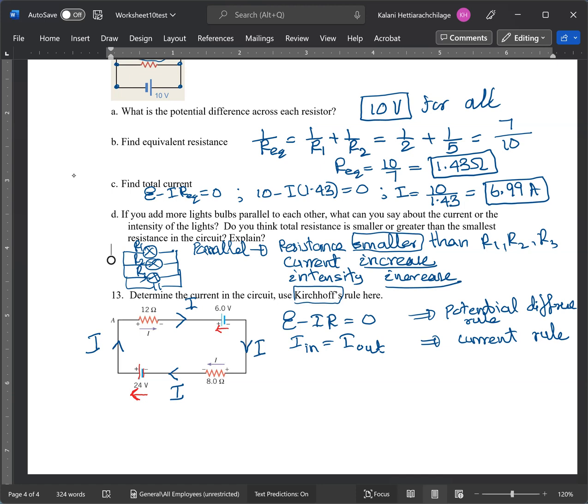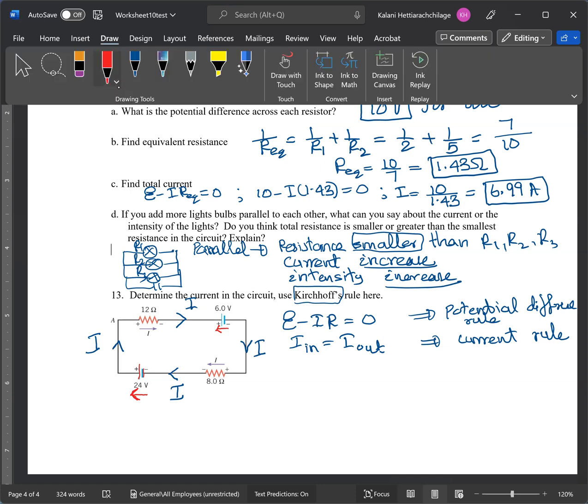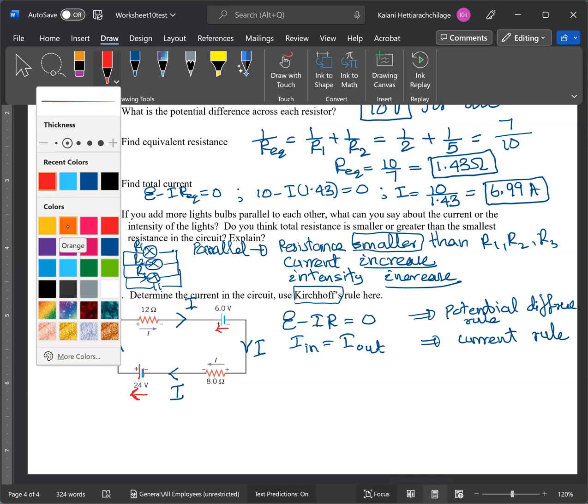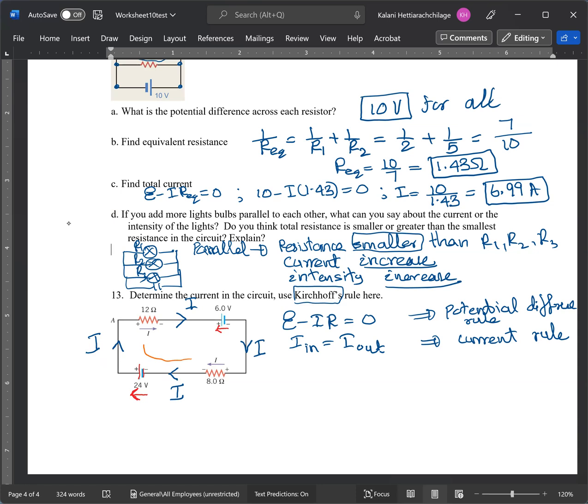The other thing is you need to label the loop direction. Loop direction, again, is your choice. You can label any direction you want, but you need to follow the Kirchhoff rule. So let's say I'm going to choose the direction of the loop also clockwise. The loop direction is my orange one. Now this formula will work this way.